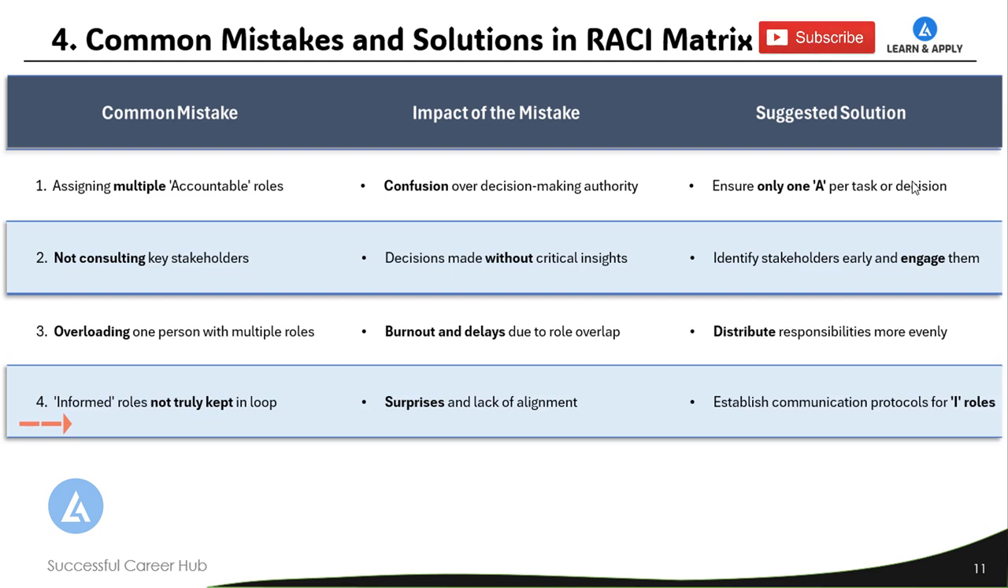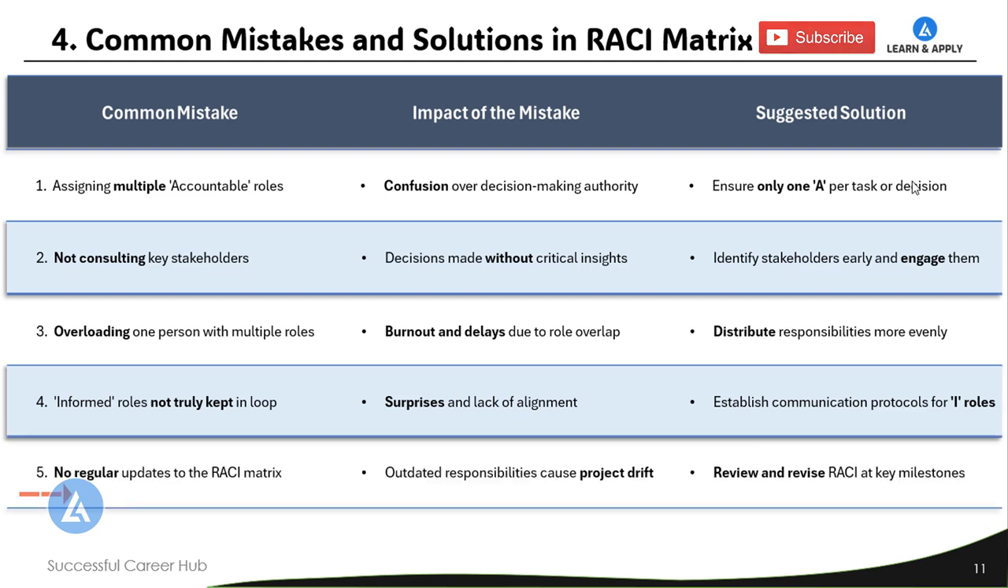The fourth mistake is informed roles not truly kept in the loop. The impact of this mistake is there will be surprises and lack of alignment. To avoid this mistake, please establish communication protocols for informed roles. And the last common mistake that you can see is no regular updates to the RACI matrix, which results in outdated responsibilities that cause project drift. To avoid this mistake, please make sure to review and revise the RACI matrix at key milestones. If you are following these suggested solutions, that will help us to avoid the common mistakes in the RACI matrix.